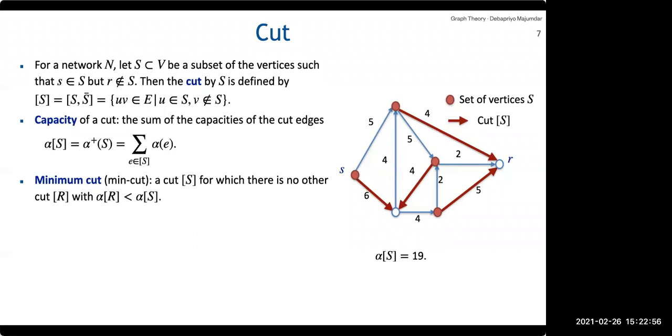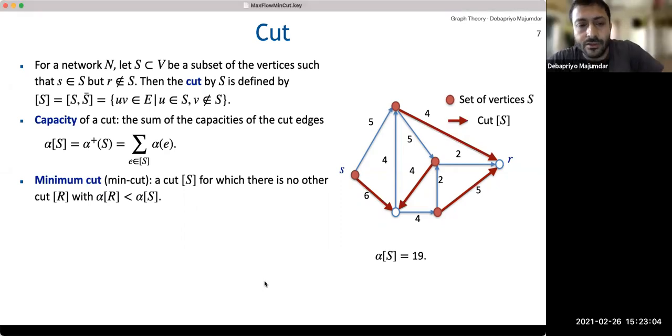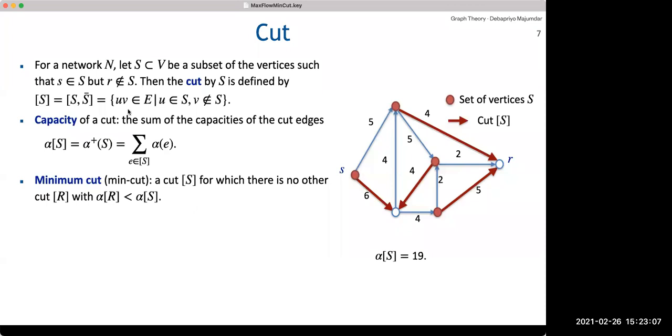Sir, could you please define the cut once again? Actually, I lost it. Sure. So let's go through this once again.